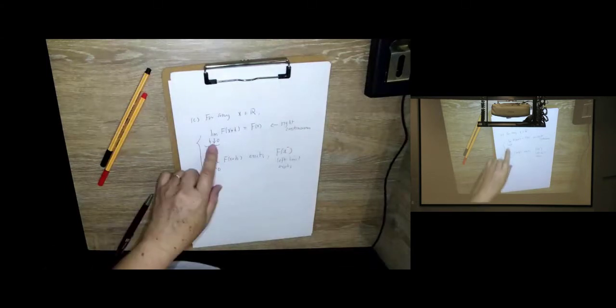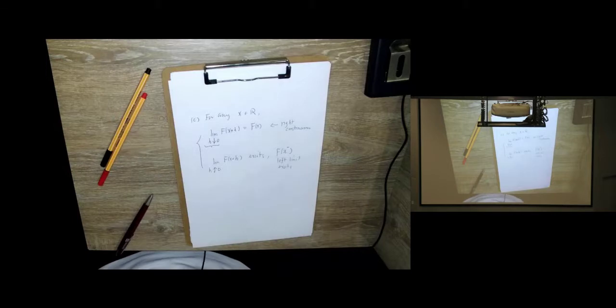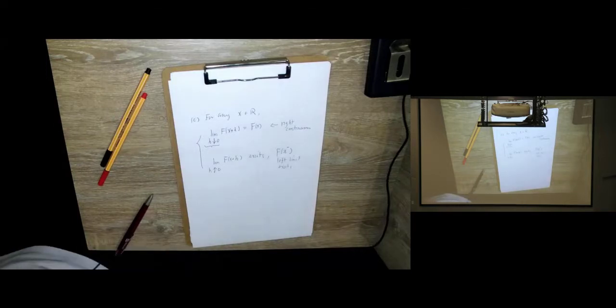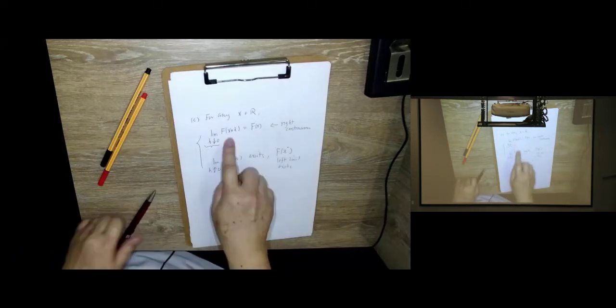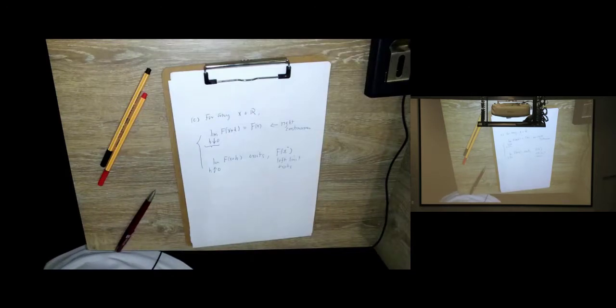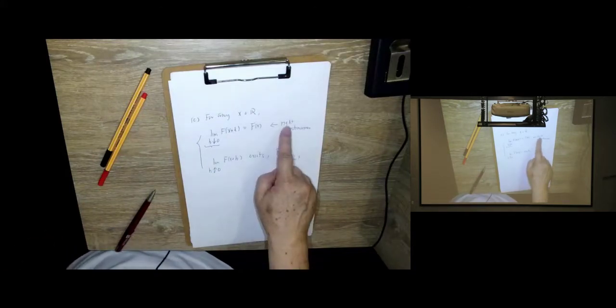All right. So this is condition C. What it says is h going to 0, but I use a down arrow, means that h is always positive, but it's getting smaller and smaller. So x plus h is always on the right-hand side of x. So that is why we call it right continuous.